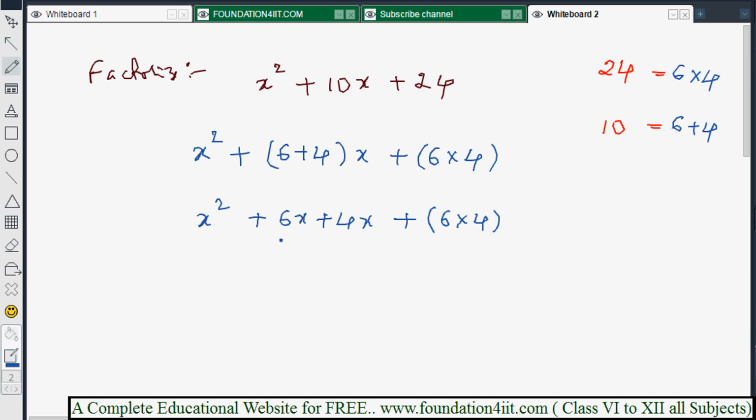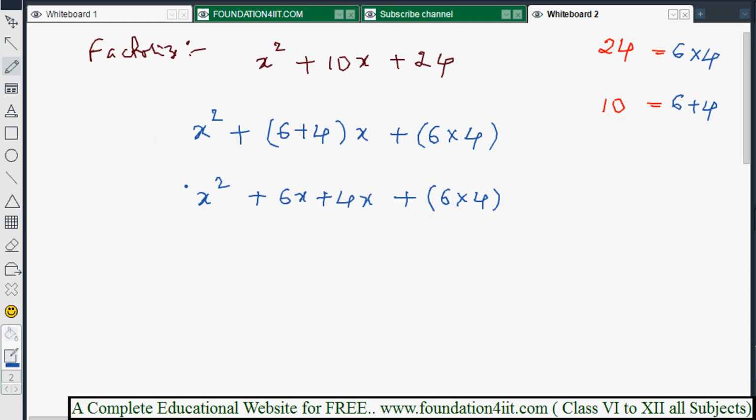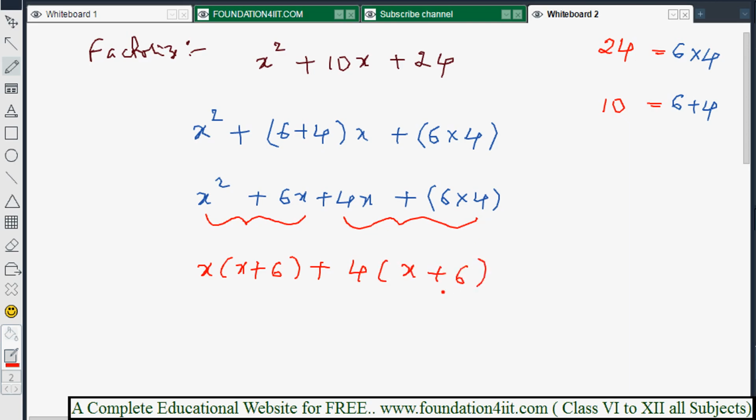Now the first two terms and the next two terms we need to take common. After getting this step, we can add answers. From the first two, if I take x common, x plus 6. And from the next two terms, we can take 4 common; remaining is x plus 6. Now x plus 6 is the common polynomial, into x plus 4. After getting this step also, we can directly write the answer, but we need to write it stepwise. This way we can solve.